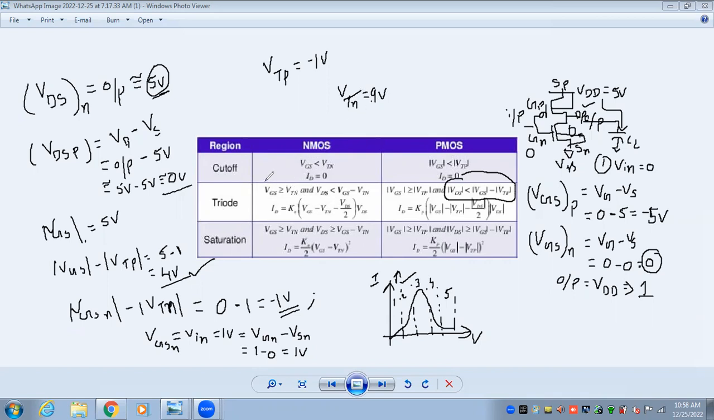So this condition of non-saturation region, where VGSN is greater than VTN, is satisfied. Now if you observe, VDS of NMOS is nothing but the output. Since we have increased the input and NMOS is on, the capacitor now starts discharging.